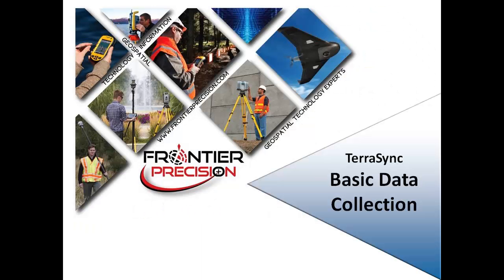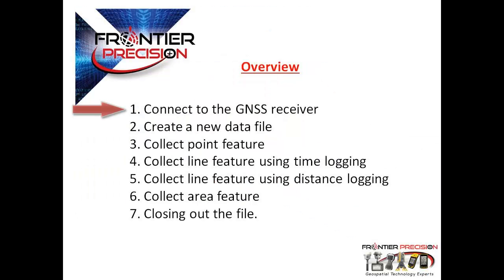Today's session will highlight the procedures for basic data collection in TerraSync. To begin, we will first open TerraSync and set up our connection to the GNSS receiver. Second, we will open and create a new data file where we will store our features. After that, I will demonstrate the collection of a point feature, a line feature using time logging, a line feature using distance logging, and finally I will demonstrate the collection of an area feature. When we are all done collecting data, we will close out the data file.